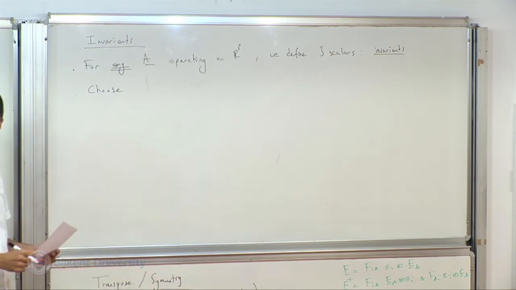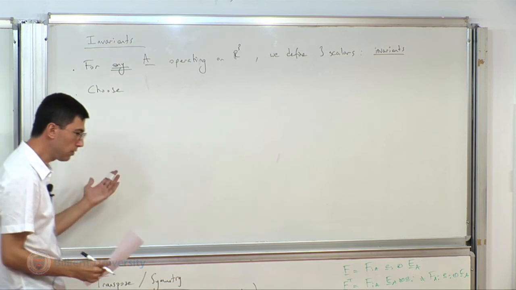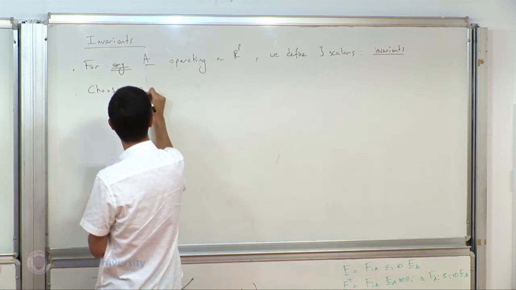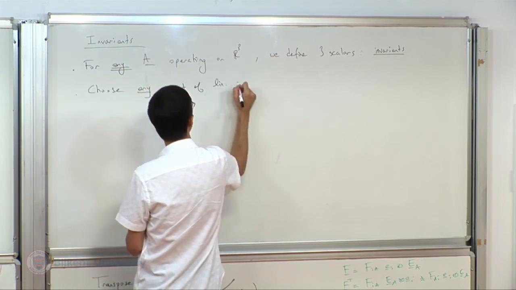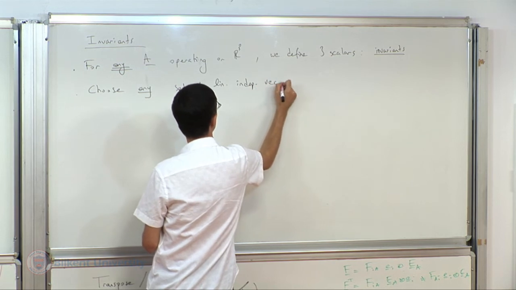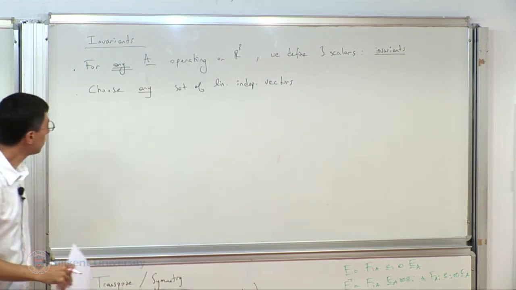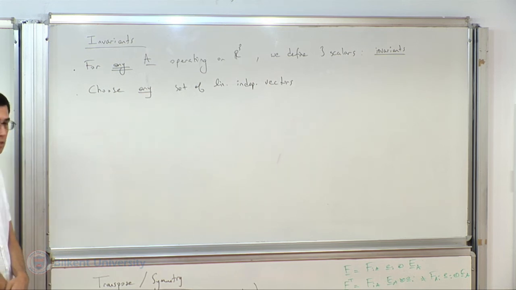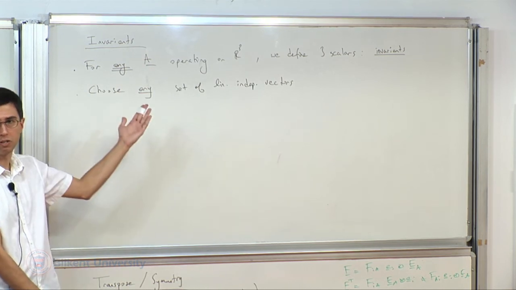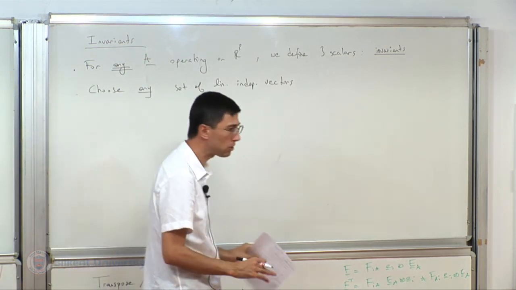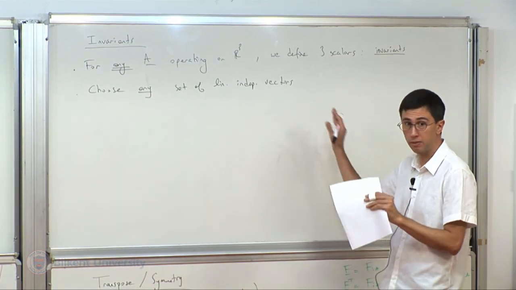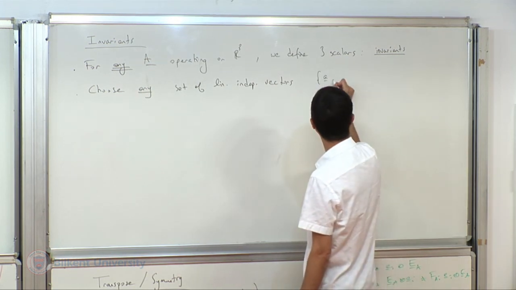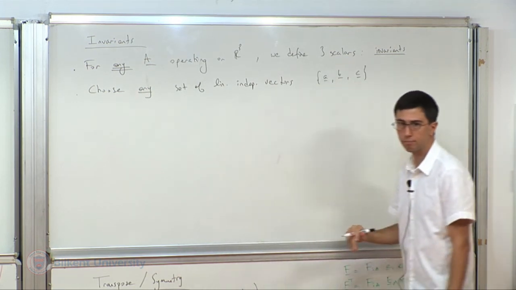So perhaps we start by choosing a basis. Or in fact, it doesn't even have to be a basis; we're going to choose any set of three linearly independent vectors, anyone as long as they are linearly independent. Of course, by definition, we're in three-dimensional space, so they do constitute a basis. It doesn't need to be the basis that I like. They don't even have to be orthonormal, but they are linearly independent. And I will call them a, b, c.